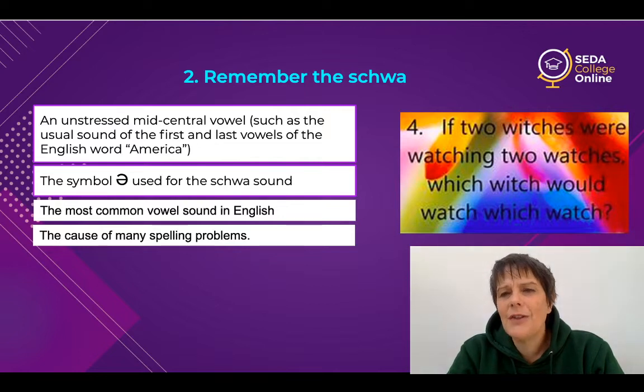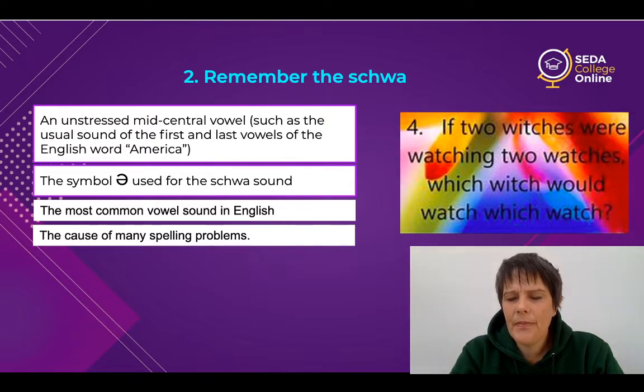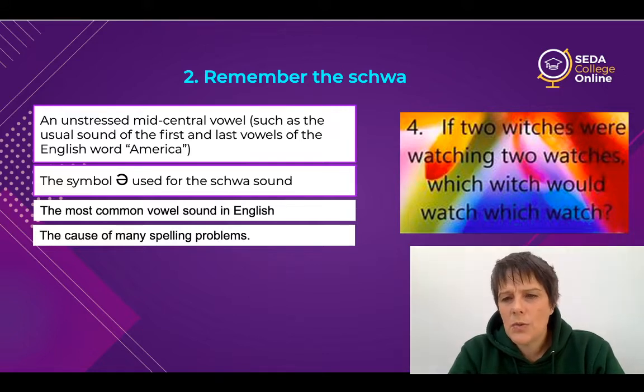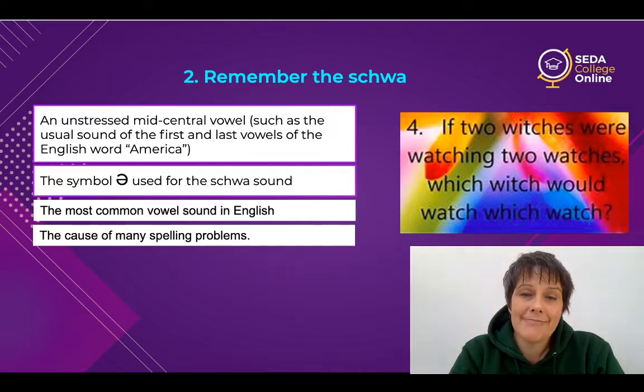So you've got an awful lot of that sound in there. If two witches were watching two watches, which witch would watch which watch? You see, so that 'a' sound, when you say 'a watch' quickly, you say 'uh watch'. It's slightly 'a', but it's mostly the schwa sound, you know. Yeah, can you say that at speed? If two witches were watching two watches, which witch would watch which watch? Can you do that?